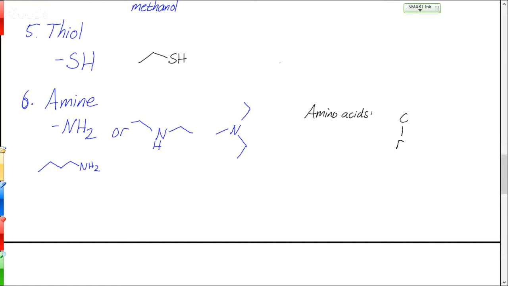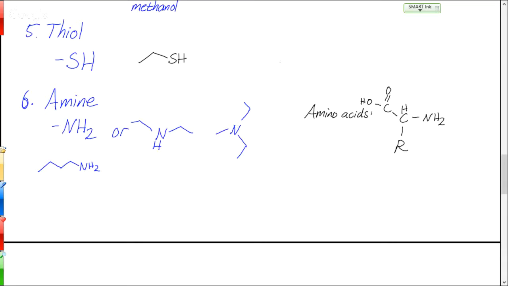There's a carbon with some other stuff coming off of it. R is used as a generic in organic chemistry, just like random stuff. Could be anything. And then on one side, it's going to have an amine. And on the other side, sorry, I'm going to run out of room here. It's going to have this thing, which we'll talk about later, called the carboxylic acid. And then there's an H also.